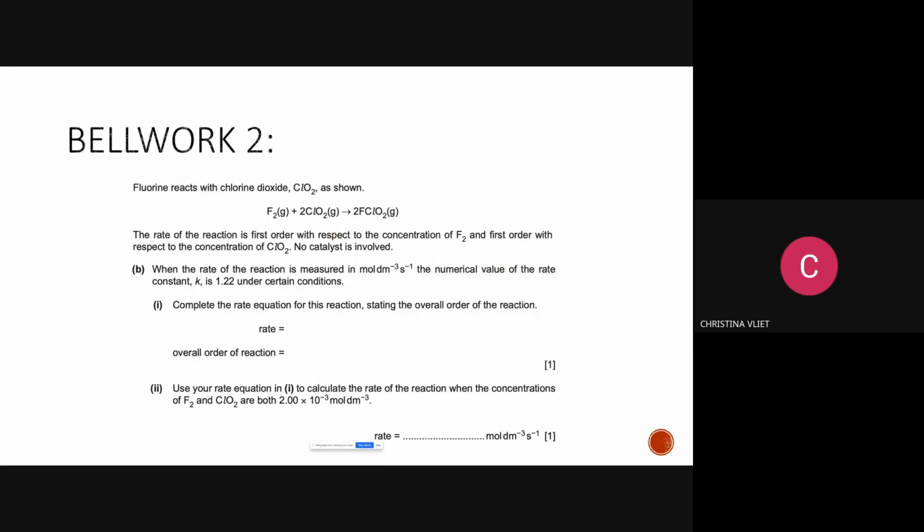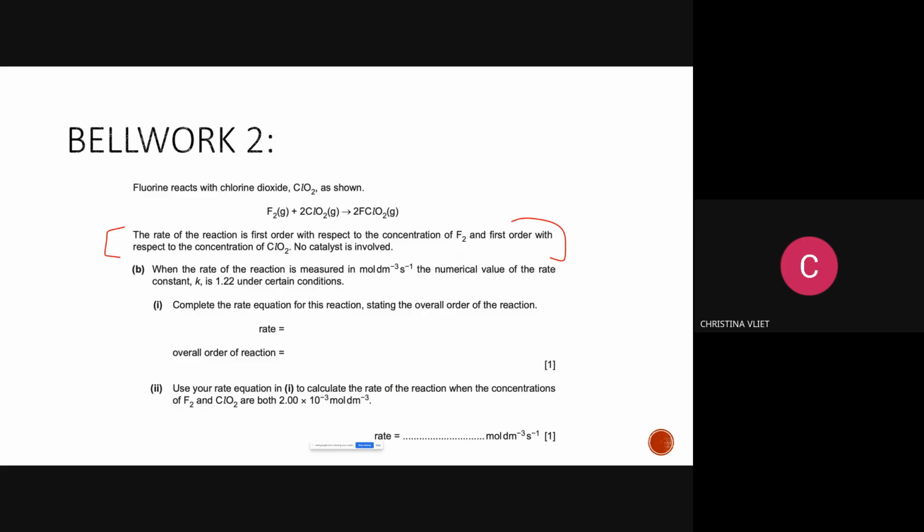The next question, also pretty recent. I think this was from 2023, but also within the same exam series. Fluorine reacts with chlorine dioxide. And then they tell you the rate of reaction is first order. And here's where some of you went wrong right away. Reading. They tell you in the first sentence the orders, which means they've given you the rate equation, actually. You did not have to do any math to figure this out. You just had to read it.